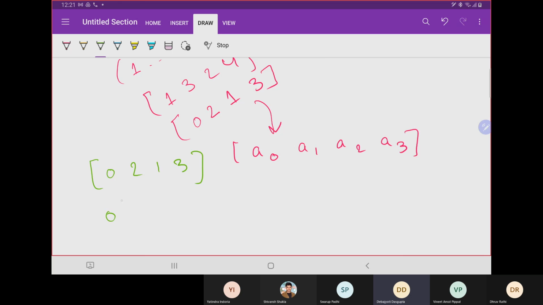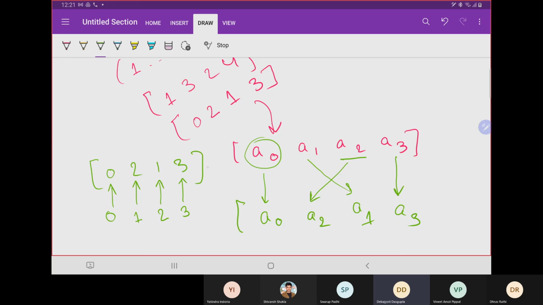Take the zeroth element and move it to the zeroth position, take the first element and move it to the second position, take the second element and move it to the first position, take the third element and move it to the third position. So E0 goes to the zeroth position, E1 to the second position, E2 to the first position, and E3 to the third position. Once you apply this permutation over this array, you get this new array.